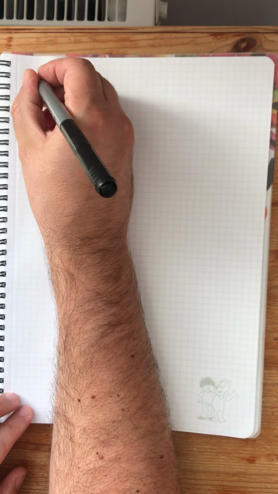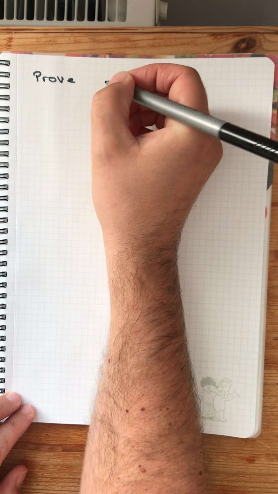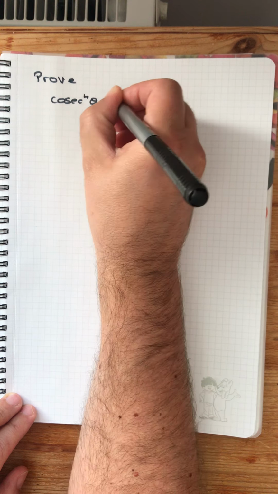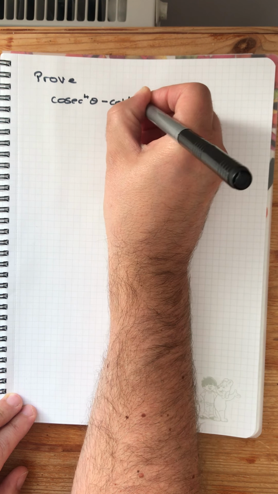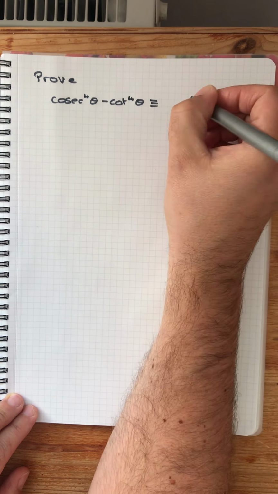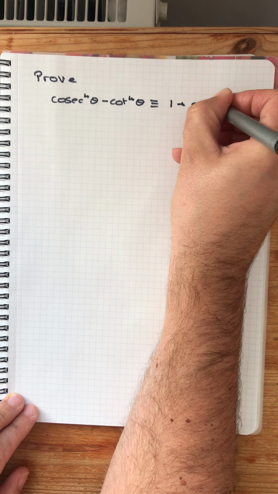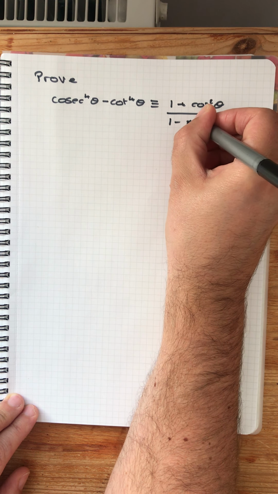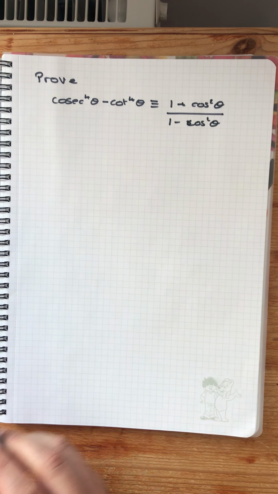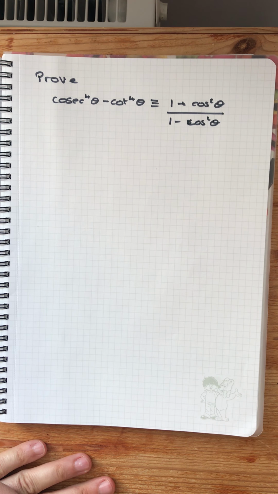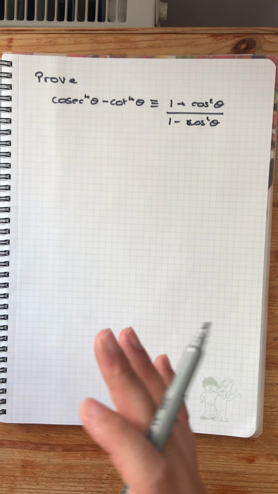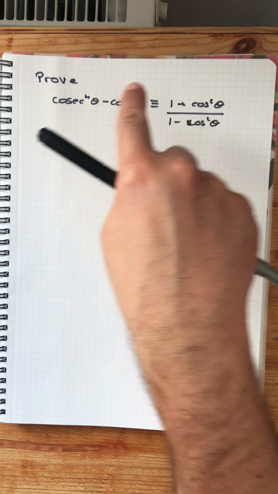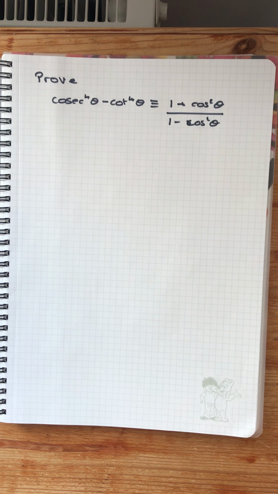But the one that I did in class was this. We want to prove that cosec to the 4 theta minus cot to the 4 theta is identical to 1 plus cos squared theta over 1 minus cos squared theta. So we've got an identity. It's not an equation where I want to try and move things from left to right and find theta. What I want to do is, can I show that the left-hand side can be written as the right-hand side?